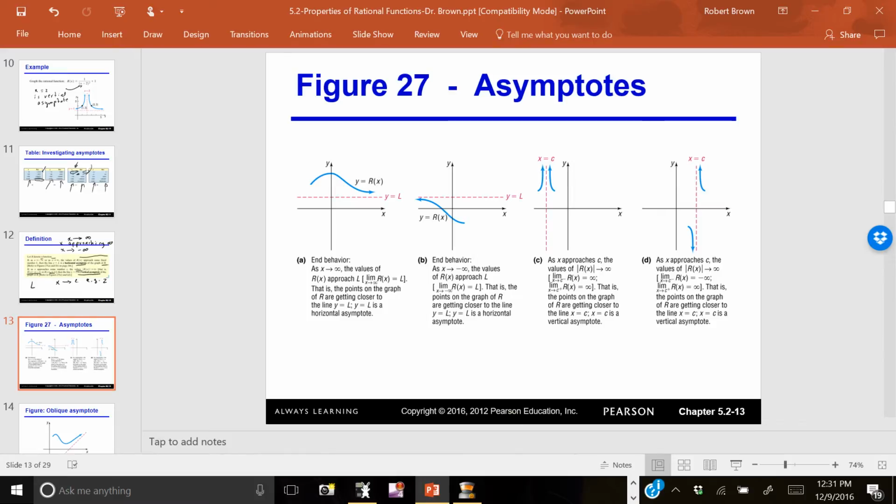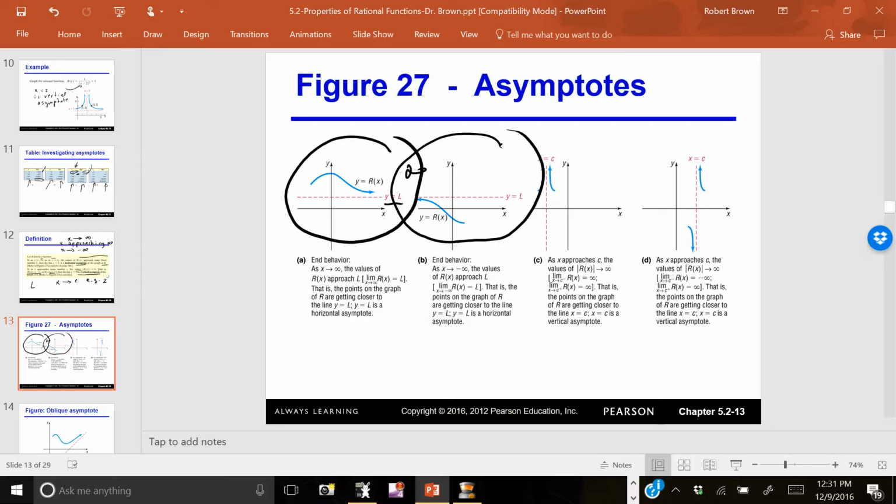Now here are some examples of asymptotes. Here is one in which as x approaches infinity, the graph gets closer and closer to the number y equal L. That's behavior on the right. Now for behavior on the left, suppose as x gets closer to minus infinity, the graph goes closer and closer to the value L. That's also called a horizontal asymptote.